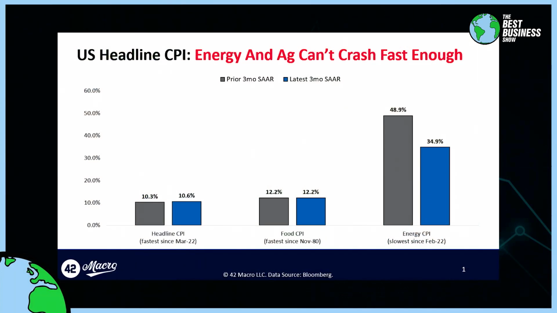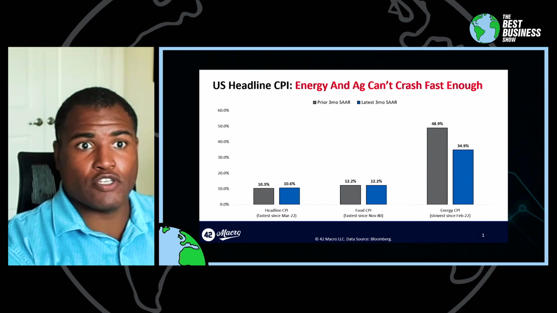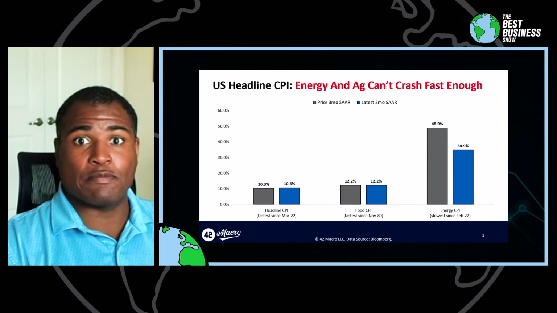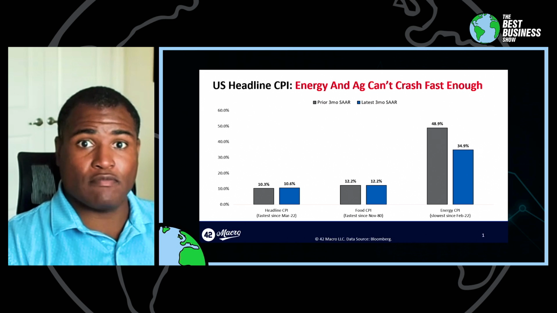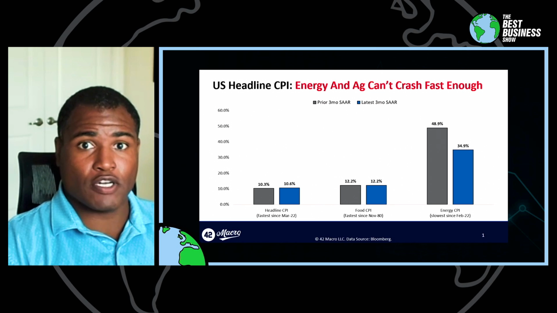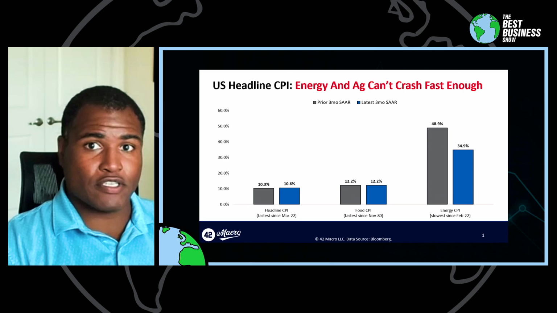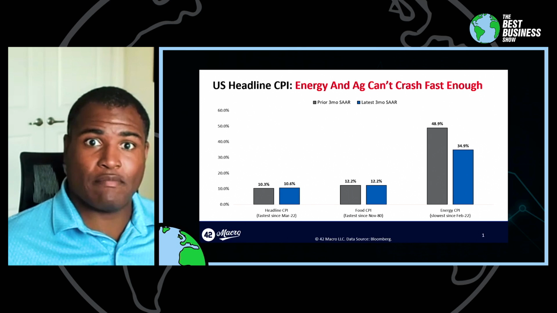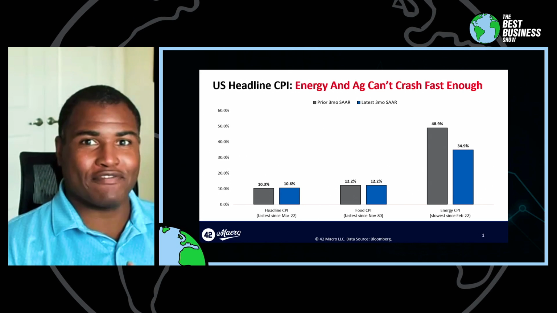The first is U.S. headline CPI, energy and agriculture can't crash fast enough. Explain why you think that. Yeah, so we've seen commodity prices, industrial metals, energy, agricultural prices, really starting to decline. On an index basis, industrial metals are off around 30% from their highs, agricultural and energy 20+% off their highs. But as you can see in food and energy price inflation, we accelerated to 12.2% on food. We declined to 35% on a 3-month annualized basis for energy, but obviously 35% is not a reasonable number if you're trying to get inflation under control.